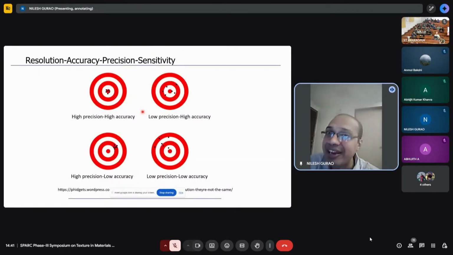Here I'm looking at a grain. I'm not looking at a pixel. This region of the microstructure has this orientation, right? So what is the resolution, right? In terms of spatial resolution, what is the smallest grain size that I can resolve? That is the spatial resolution of EBSD.